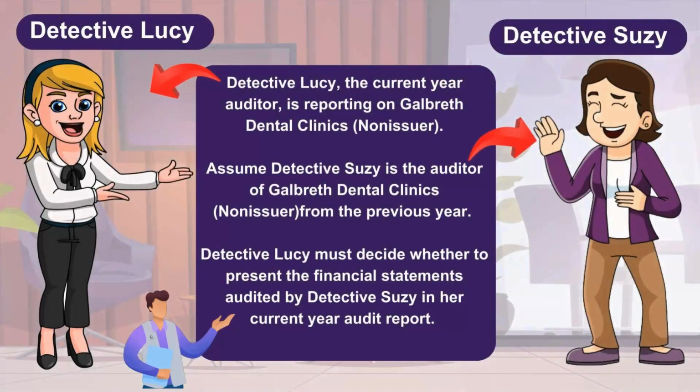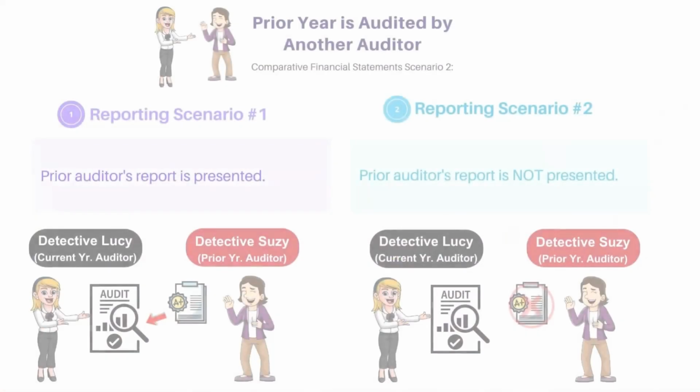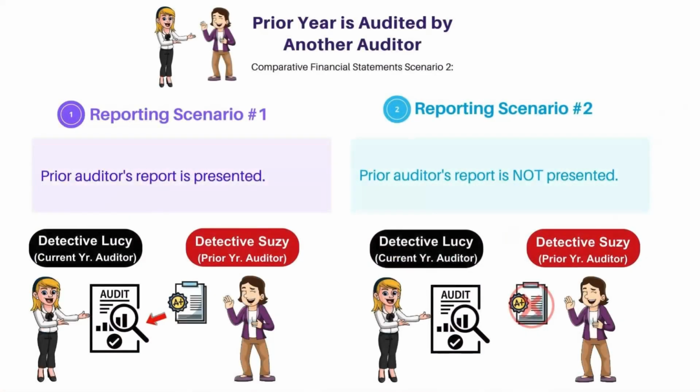So Detective Lucy must decide whether to present the audited financial statements that were audited by Detective Susie in her current year audit report. So there are 2 ways for the auditor to present this information to financial statement readers. And it all depends on whether or not the year 1 audited financial statements are being presented or they're not being presented. Okay, so another word that they could throw your way is whether they're being issued or not reissued.